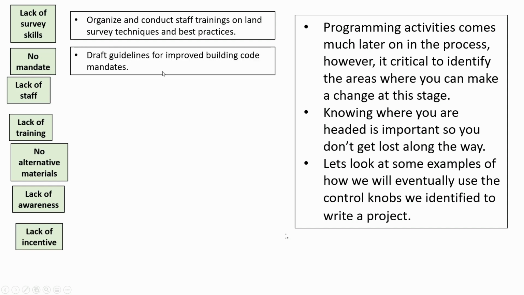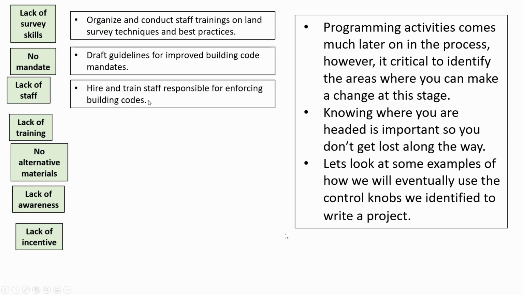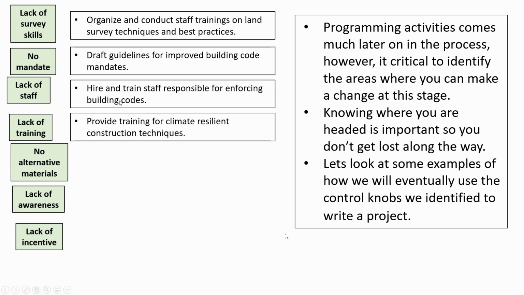No mandate. So we could draft guidelines for improving building codes and things like that. That could give us a mandate. Lack of staff. We could hire and train staff responsible for enforcing building codes. That's something that we can do. Of course, in a project, we probably won't do that because you don't hire government officials with projects. But this is one thing that we can do. Lack of training. Well, we want to provide training for climate resilient construction techniques. And again, there are a lot of ways to do that.